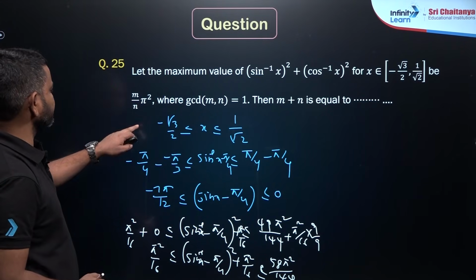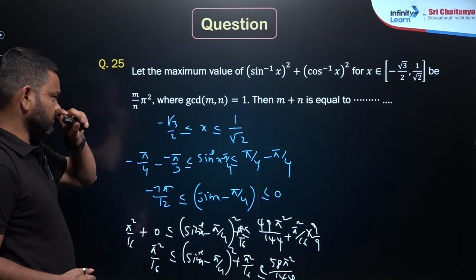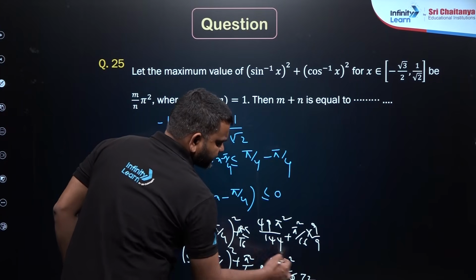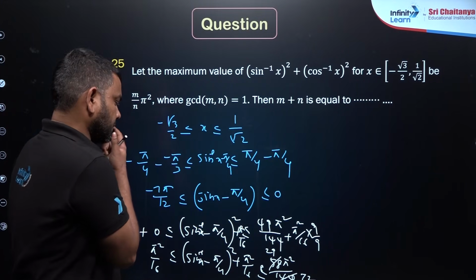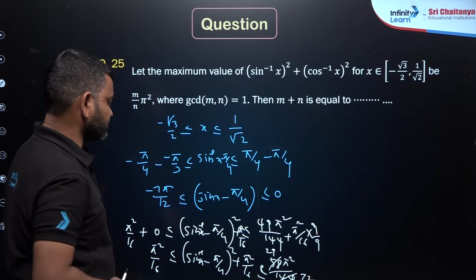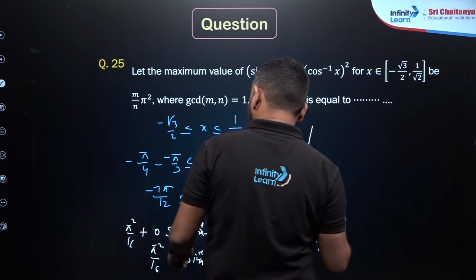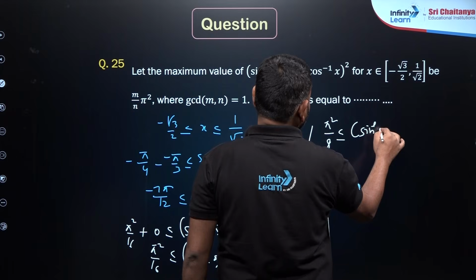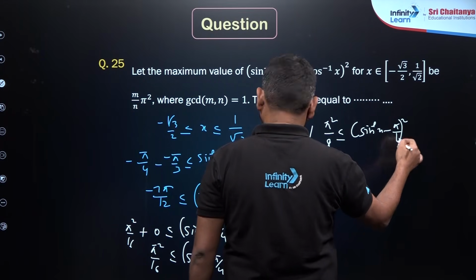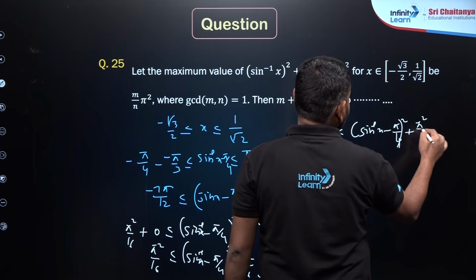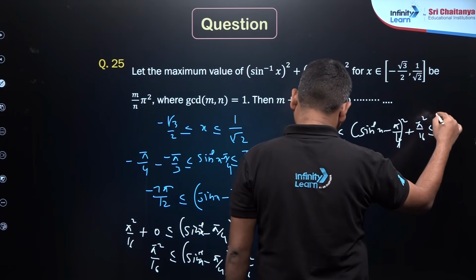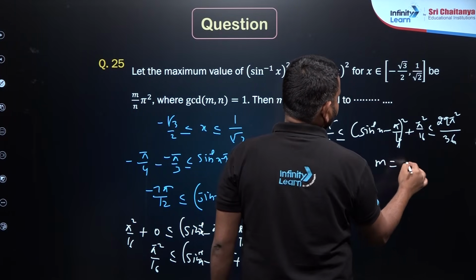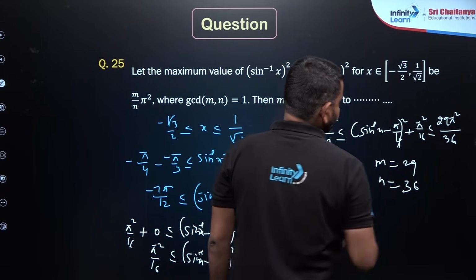Then what they are asking, m by n form, but the GCD of m and n is 1. So here I can cancel this with 2, this is going to be 72, this is going to be 29. I can multiply it with 2 on every side. If I multiply it with 2 on every side, this is going to be pi square by 8 less than or equal to sin inverse x minus pi by 4 whole square plus pi square by 16 is less than or equal to, here we are getting 29 pi square divided by 36. So m value is 29, n value is going to be 36 here.